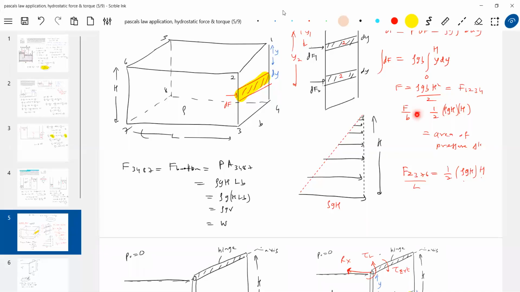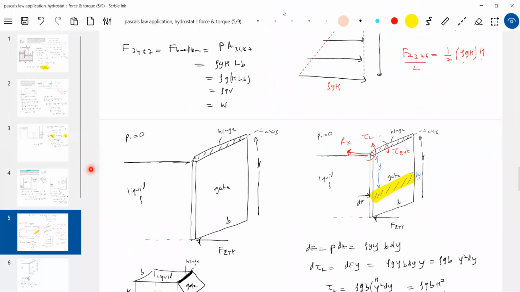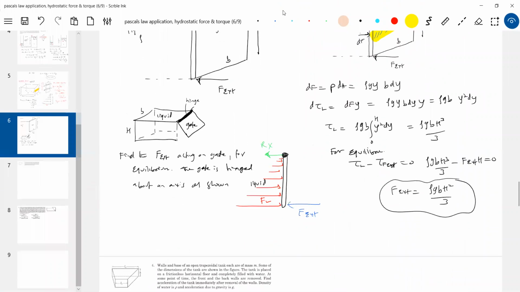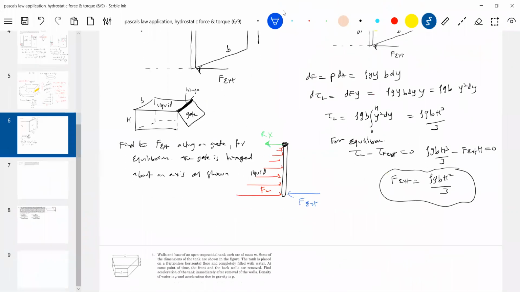I don't want you to calculate again. So force per unit width. What is the width of this? B. So what is the FL? FL should be calculated in this way. Force per unit width equals the area of the pressure triangle. Because this is H, no? The width is B. So from this, we'll get it as rho g h square B by 2.